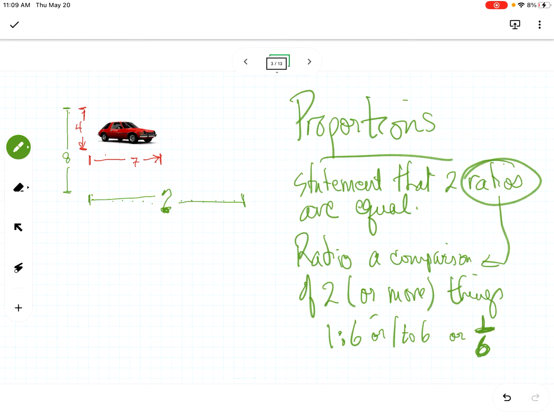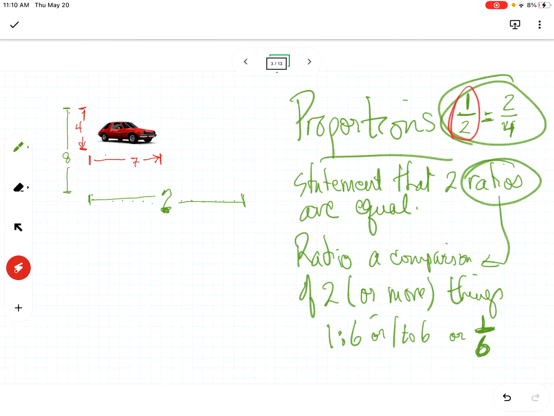Proportions are built out of two ratios that are equal. So we could end up with a situation where a ratio of 1 compared to 2 would be an equivalent ratio to 2 compared to 4. That's a proportion. Two ratios that are equal. Ratio number 1, ratio number 2, they're equal.